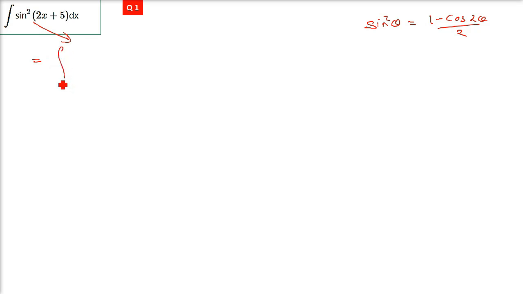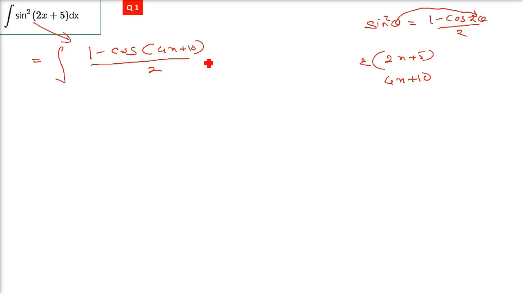So when we integrate this, we will replace the sin square 2x plus 5 by this formula, which is 1 minus cos 2 theta by 2. So this is 2x plus 5, and since it is 2 theta, we have to multiply it by two. So it's 4x plus 10. I am replacing sin square 2x plus 5 by 1 minus cos 4x plus 10 by 2 dx. So separate them out, and it's always advisable to take the constant outside of the integration so that it doesn't create problems while we are doing the other computations.